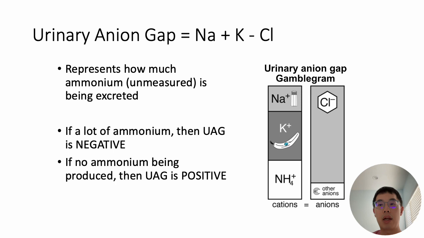We use the urinary anion gap to represent how much ammonium is being excreted. Unfortunately, we aren't able to easily measure ammonium, so we use the urinary anion gap to help us get an estimate of this value. Ammonium is a positive cation, so it will go on the left side of this figure here. You can see that if we have a lot of ammonium, as is seen here, the urinary anion gap will likely be negative. However, if we don't have enough ammonium, or if we aren't producing enough ammonium, then the urinary anion gap formula will produce a positive result. Now let's delve into how this actually works.